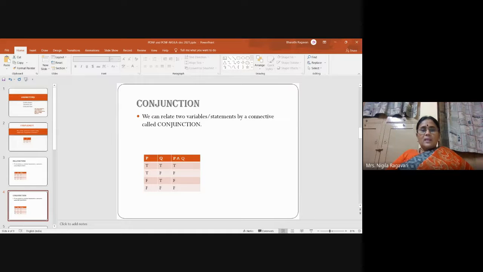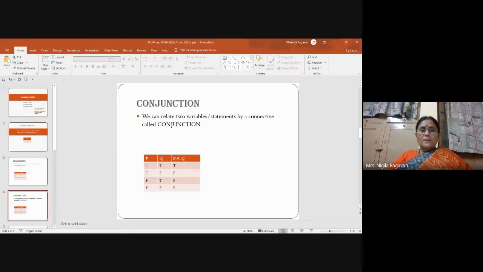As in the case of disjunction, we can relate two variables by a connective called conjunction. It is denoted by cap. This is the same as intersection in set theory. If X is a member of A and X is a member of B, then X is a member of A intersection B.